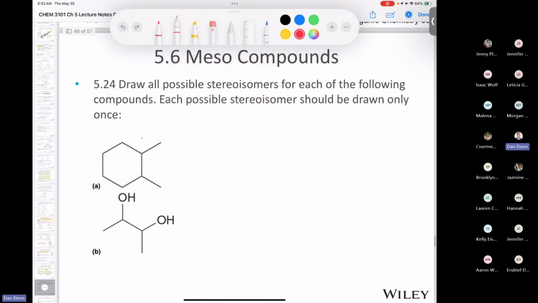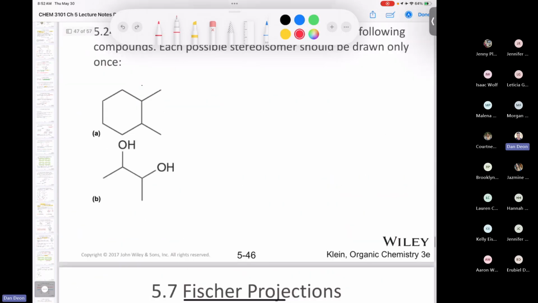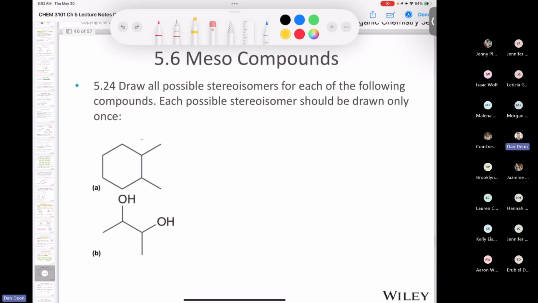So right here, it says draw all possible stereoisomers for each of the following compounds. Each possible stereoisomer should only be drawn once. So let's take a look at A. So in A, we have 2 stereocenters. There's one here, there's one here. So if I use the formula, I would say 2 to the power of 2, which would give you 4. So that means there's a maximum of 4. There might be less, but there's a maximum of 4.